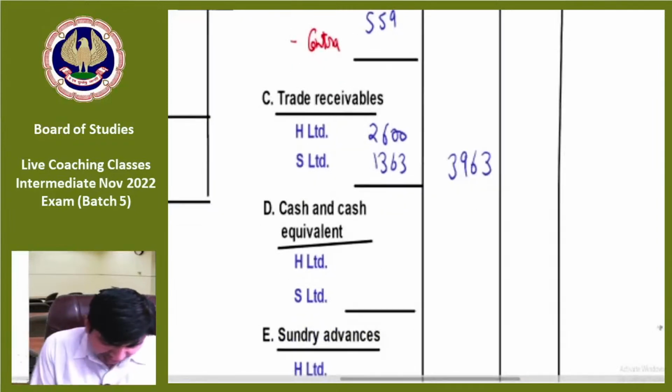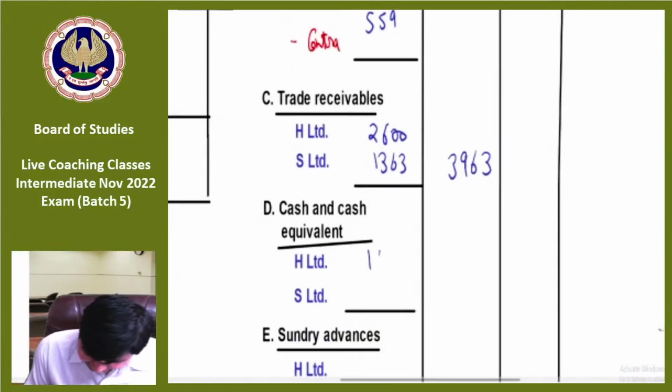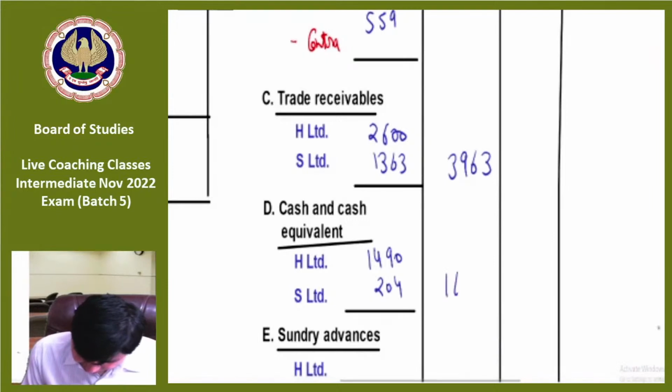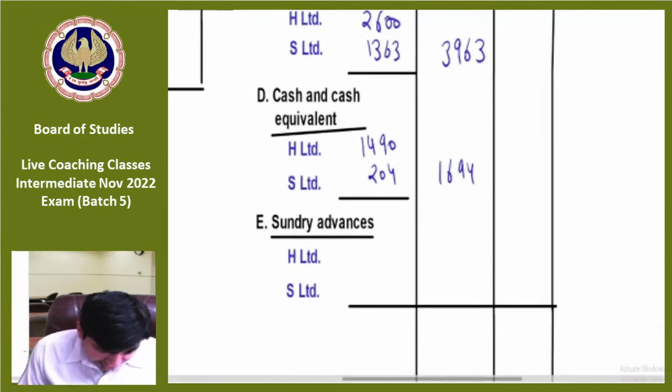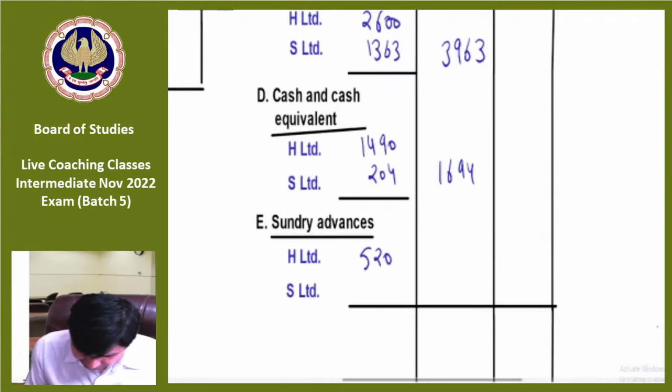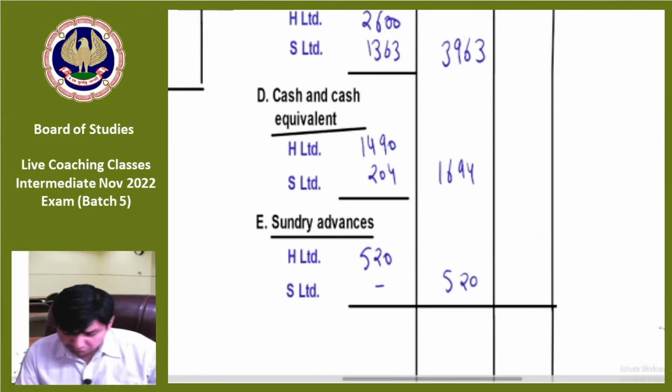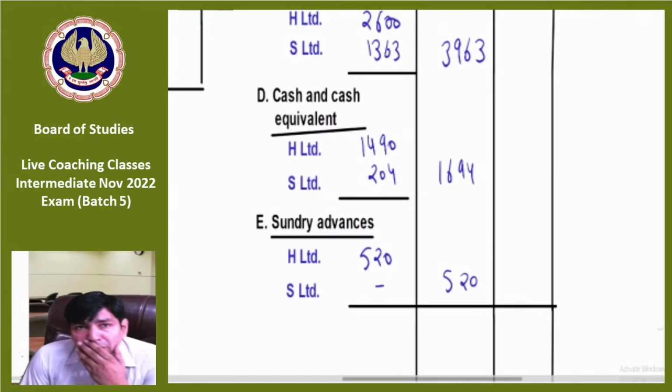Now cash equivalent is also there: 1490, 204, total 1694. Sundry advances 520. Now we need to adjust the rest of the adjustments in the financial statement. So now I am moving to the adjustment part also.